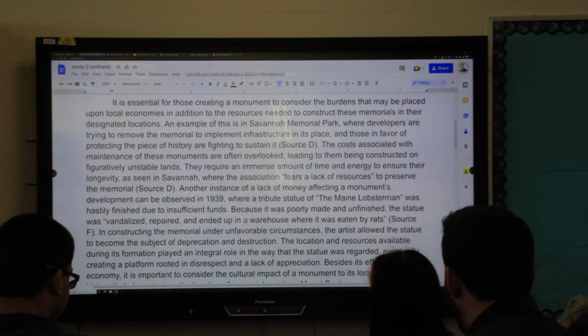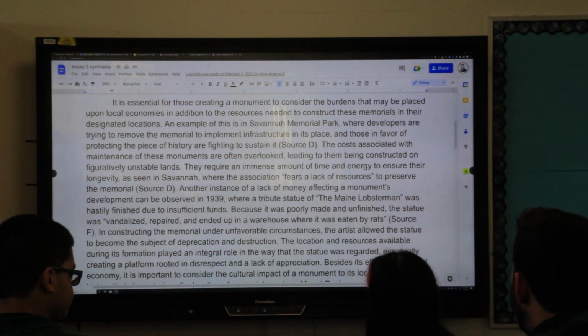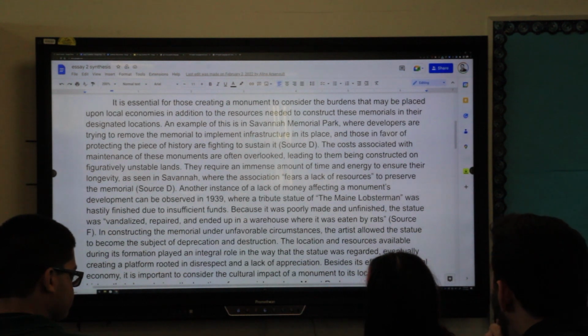And this body does that. Go ahead. They require an immense amount of time and energy to ensure their longevity, as seen in Savannah, where the association fears a lack of resources to preserve the memorial.